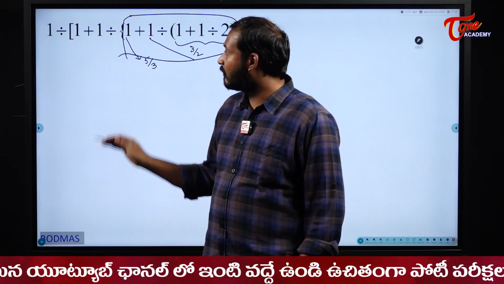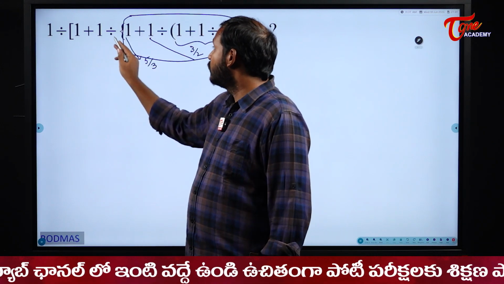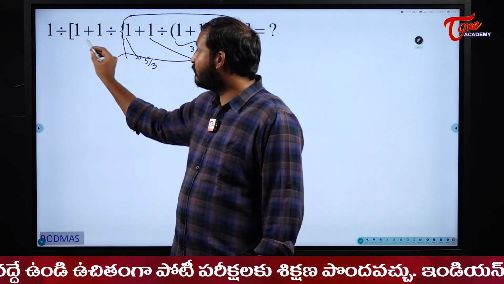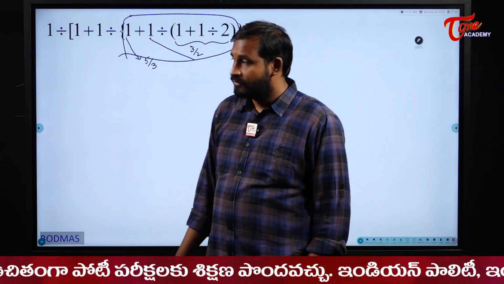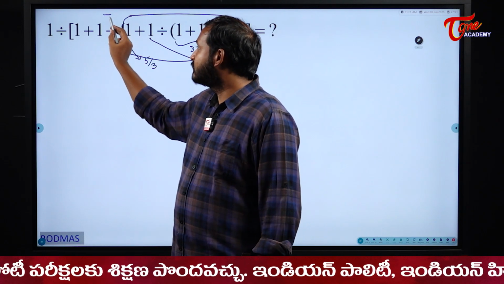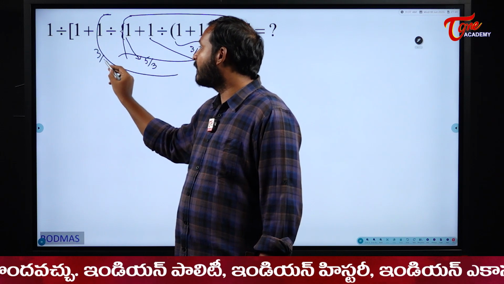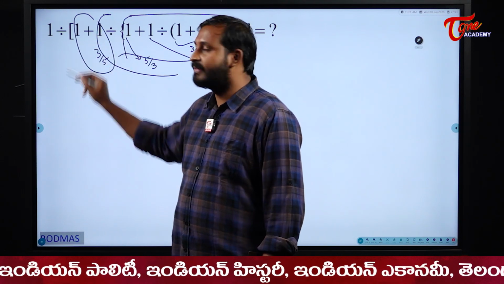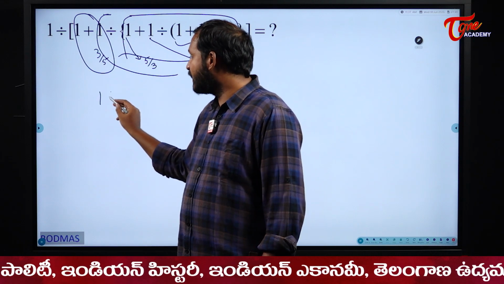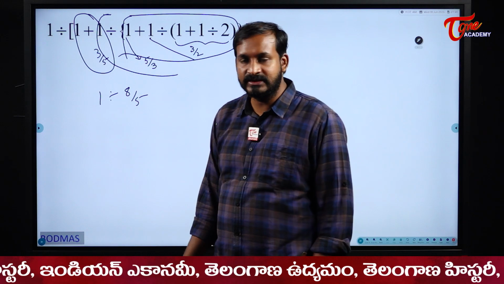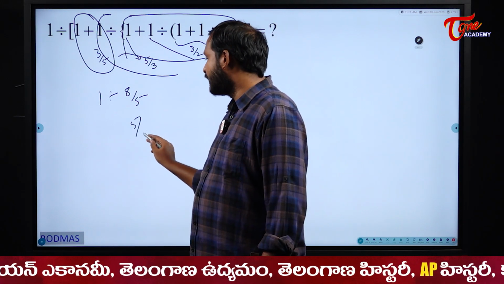5 by 3. Now come to this next one. So 1 divided by 5 by 3 becomes what? 3 by 5. So 1 plus 3 by 5. So up to here it is becoming 3 by 5. So 1 plus 3 by 5 will become what for me? 8 by 5. So 1 divided by 8 by 5 becomes what, students? 5 by 8.